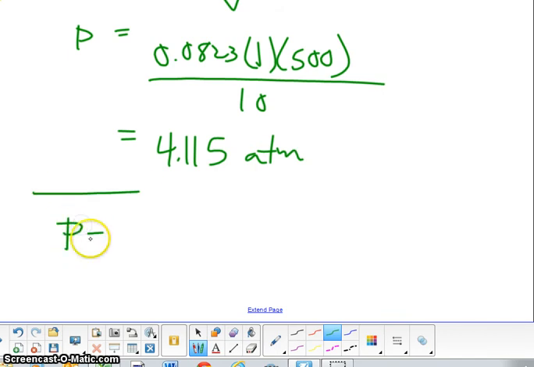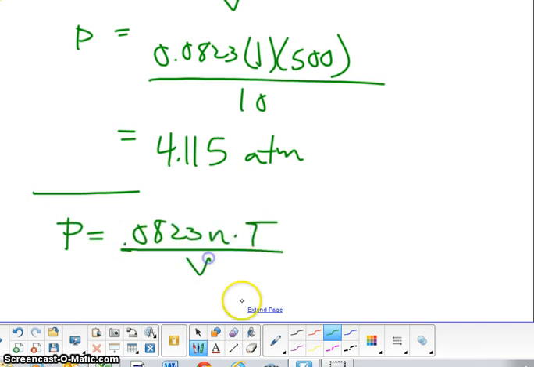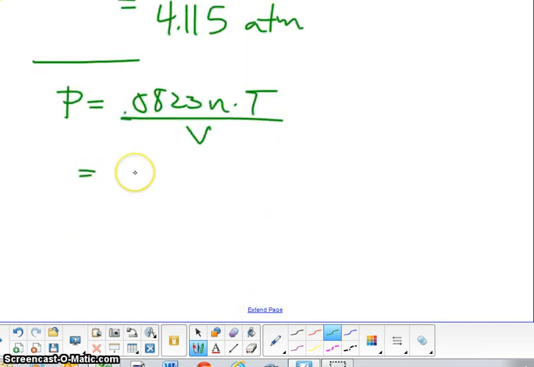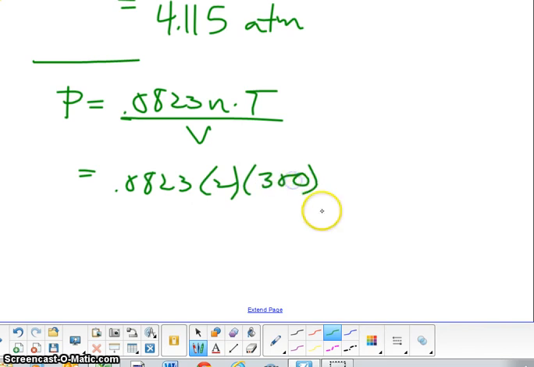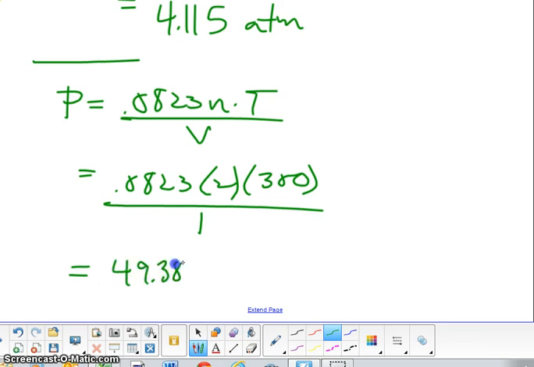Okay, and then they ask for another prediction off to the side. And we're going to use the same equation of variation. So you have 0.0823 N times T all over V. And then when you plug in the pressure of 2 moles and the temperature at 300 all over the volume of 1 liter, then you can just multiply all those together at the top and get 49.38 as your pressure.